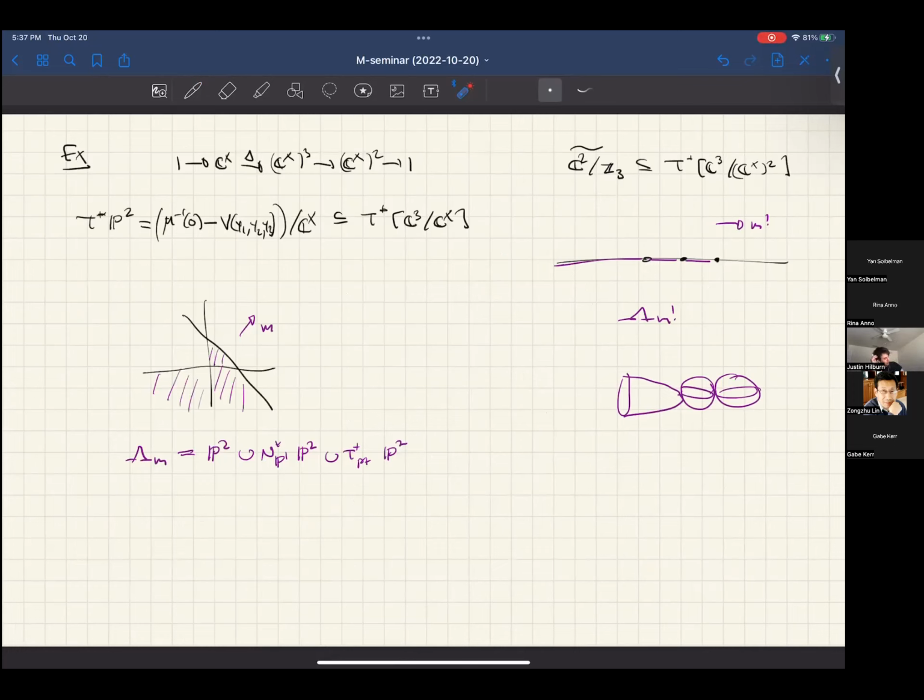So let me tell you the easiest example of a mirror pair. It's when you have a three-dimensional torus to start, and your gauge group, you choose the diagonal inside of C* to the 3. And when you form your hypertoric variety, if you choose your GIT parameter, this thing ends up just being T*P2.